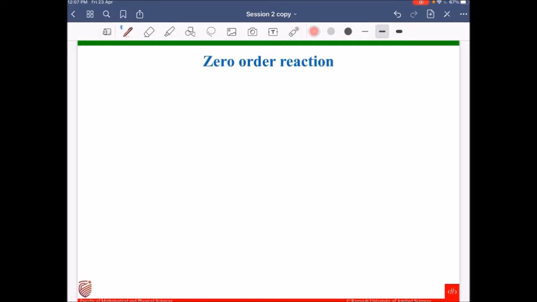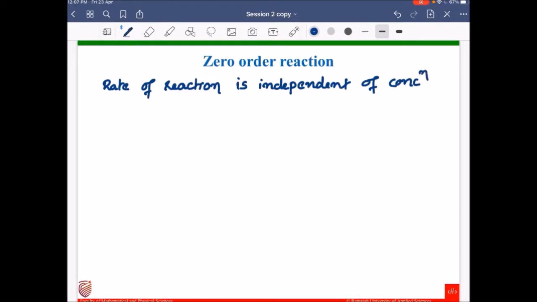In zero order reaction, rate of reaction is independent of concentration of reactants. So if you increase the concentration of the reactant or decrease the concentration of the reactant, rate of reaction is not going to change in zero order reaction.